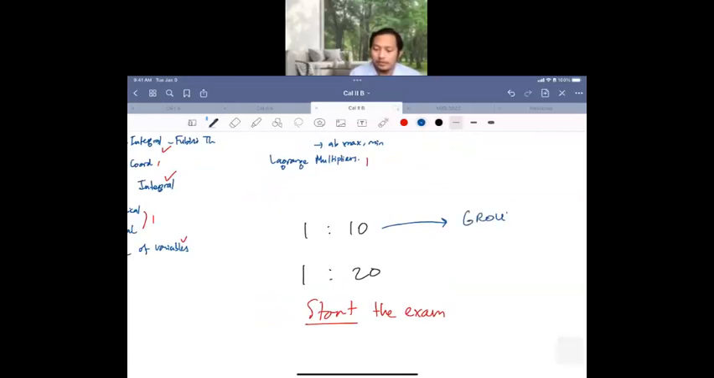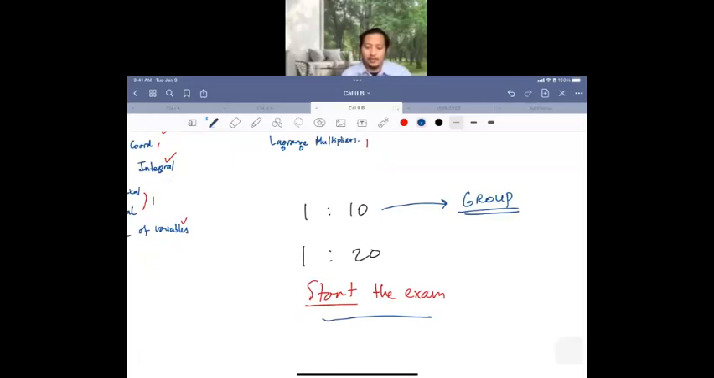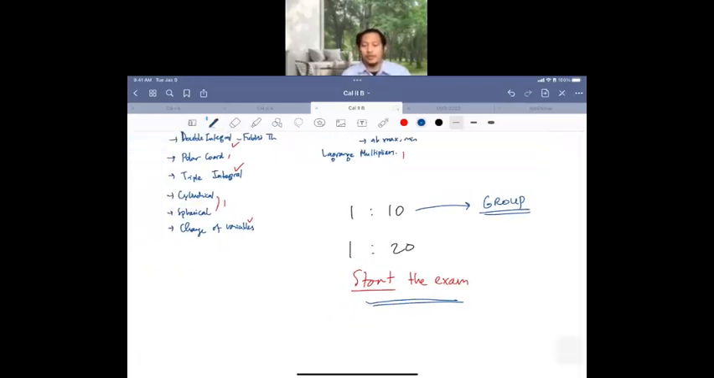So you will divide into several groups. The grouping is just for question types. Not grouping in different sessions, no, we just take groups. Okay, take groups, and then we may start the exam at 1:20.